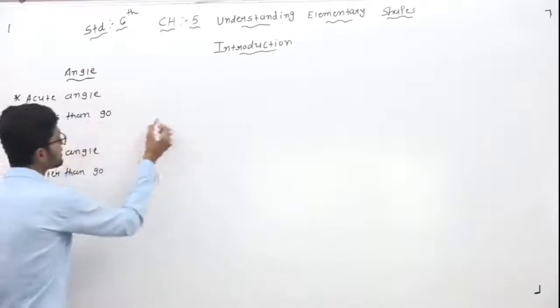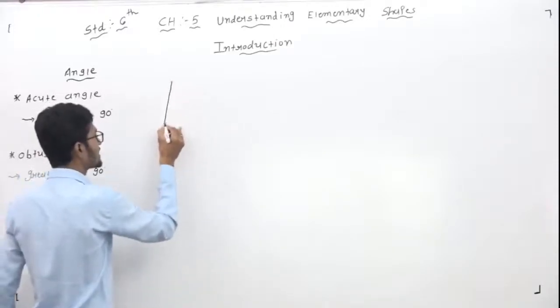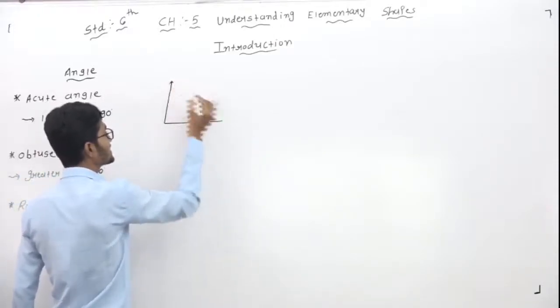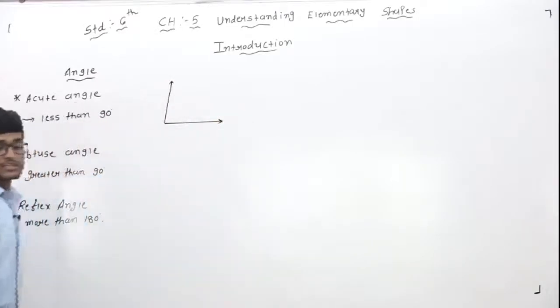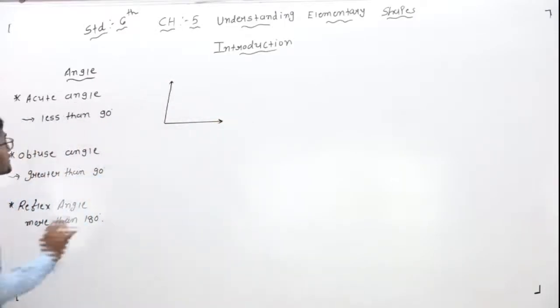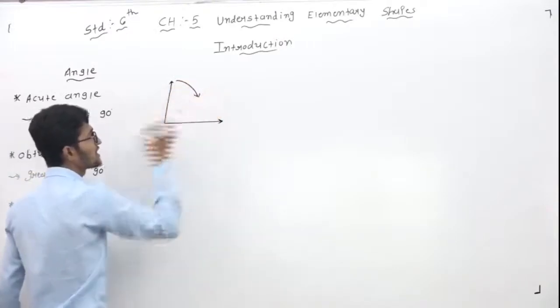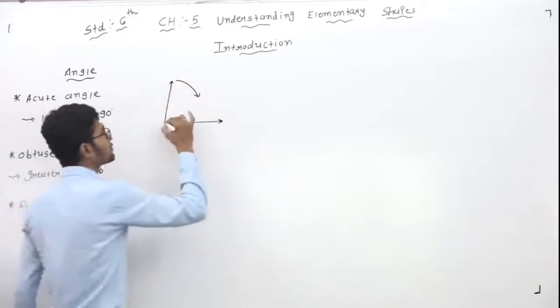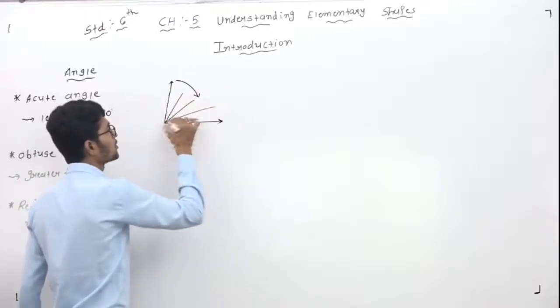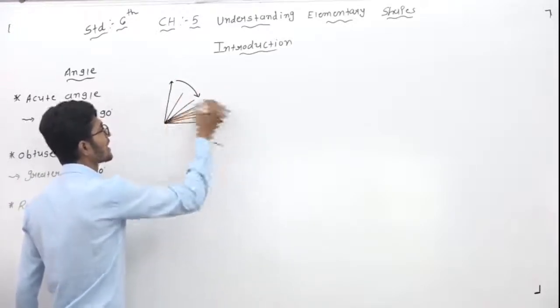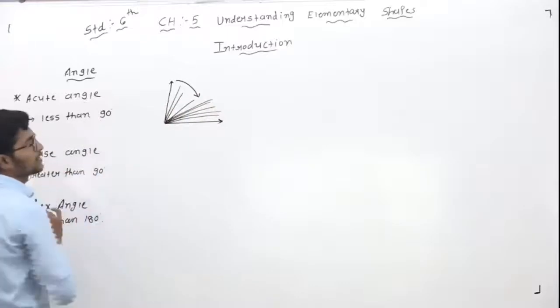Now the acute angle. Acute angle means less than 90 degrees. So this one is the 90 degree angle. Okay? This means less than 90 degrees. Less than 90 degrees means this portion is less than 90 degrees. तो इस पोर्शन में आप जितने भी एंगल्स ड्रॉ करो, so all these angles are acute angles.